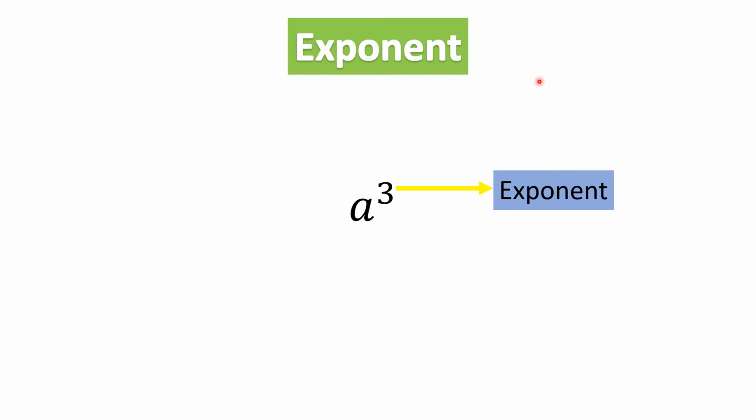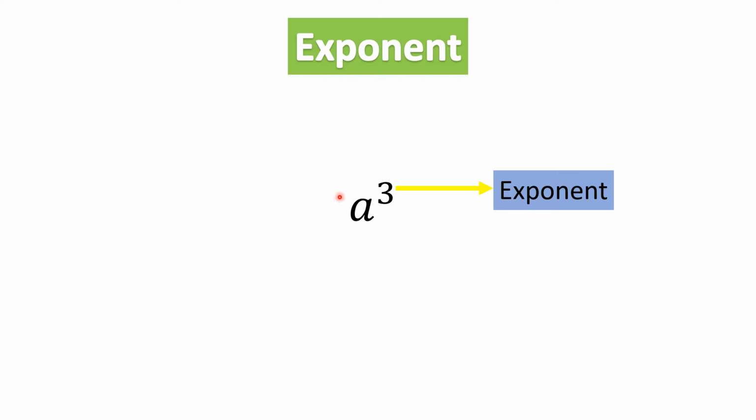So look at this, a cube. Now, a is a variable. Variable means what? Variable means that it can vary, that it can change, right? Which means whatever value I put for a, according to that, the value of this expression will change. So a is called a variable. It can take varying values or changing values, right?